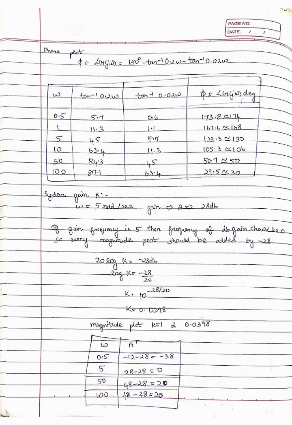After the magnitude plot is done, we are going to do the phase plot. So phi equals the angle of G of j omega. This angle of G of j omega is 180 degrees minus tan inverse of 0.2 omega minus tan inverse of 0.02 omega. So here we have another tabular column with omega, tan inverse of 0.2 omega, tan inverse of 0.02 omega. This is to simplify. So phi becomes the angle of G of j omega in degrees. We take the omega values as 0.5, 1, 5, 10, 50 and 100. By substituting the specific values of omega, we get the phi values. So this becomes another graph, and we are going to plot omega and the phi values on the graph sheet.